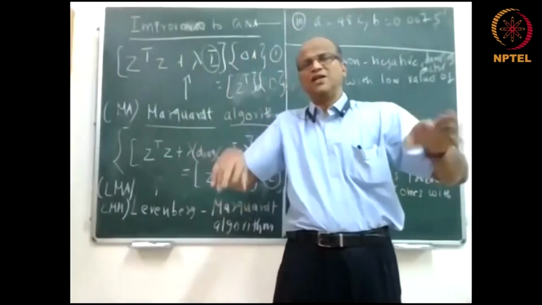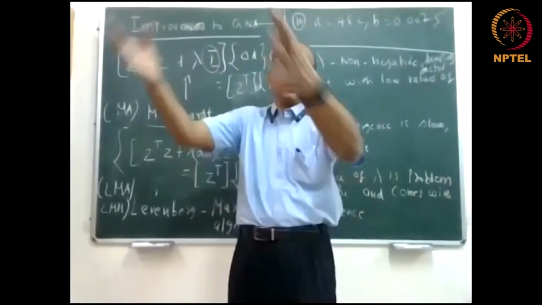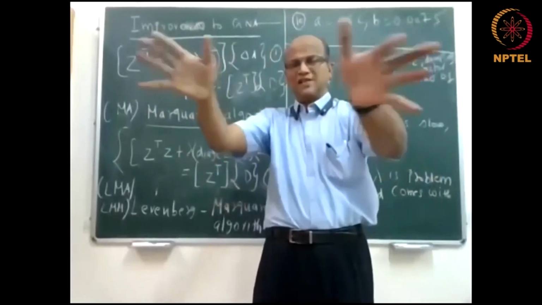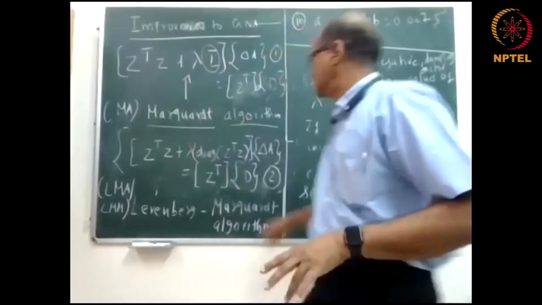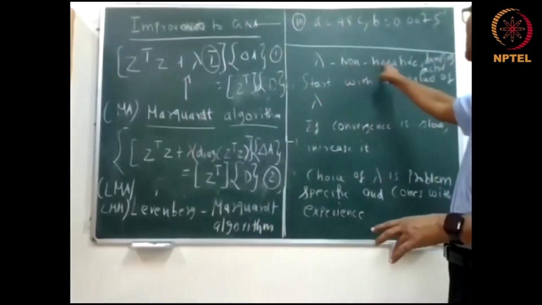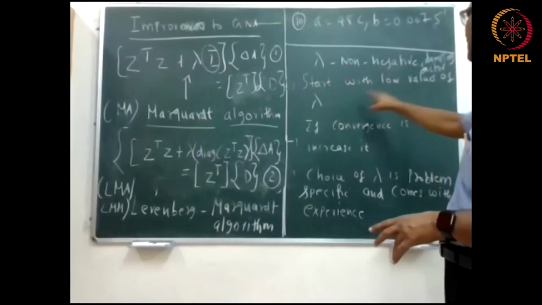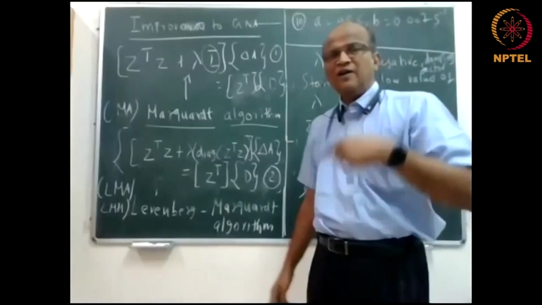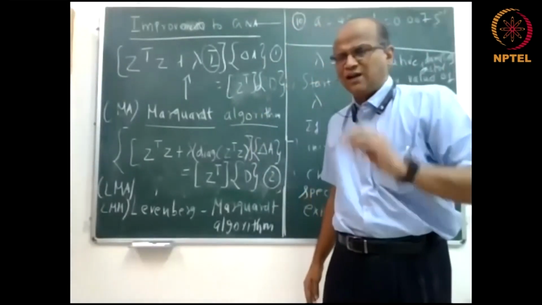That you will learn from experience only when you encounter a problem, whether in research or in industry, or you have a startup. So if you're encountering a nonlinear problem, lambda you can dynamically adjust. That's what I've written. Lambda is a non-negative damping factor. Please start with low values of lambda. If convergence is slow, increase it. On the contrary, if lambda is very high and the solution violently oscillates, reduce the lambda.